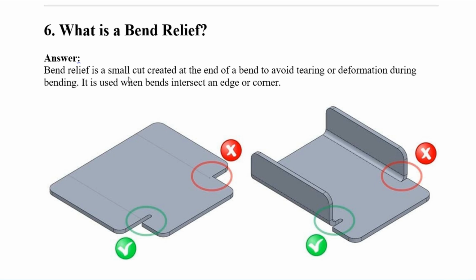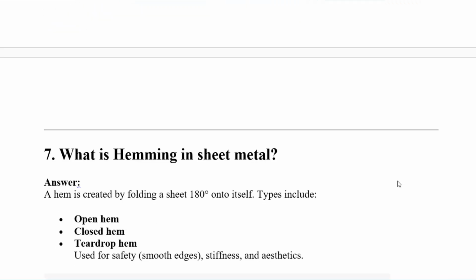So bend relief is a small cut created at the end of the bend to avoid tearing and deformation during bending. It is used when a bend intersects an edge or corner. If we add the bend like this, it will tear the sheet, and it will produce a sharp corner, and it will look like this.